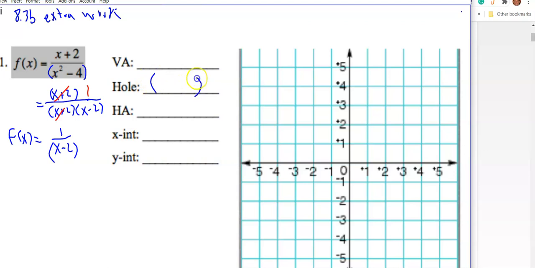So the hole, we know the x value of the hole is at -2 because I canceled out that x plus 2. A -2 would make that equal to 0. So I know it's -2. If I plug in a -2 there, I get -1/4. The vertical asymptote is what's left over. So instead of causing a vertical asymptote at -2, it causes a hole. So that is not a vertical asymptote at -2.